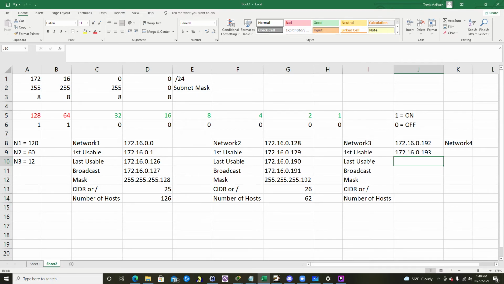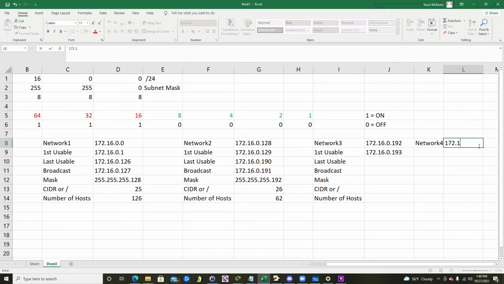So in order to figure this out, we need to find a network that's going to be able to supply for at least 12 hosts. So 12 is going to fall in between our 16 and our 8. So that means, again, we're turning on the 32 and the 16 there. And the last bit that we turned on is what we're adding to network 3 here. So if we add 16 to 192, our next network would be at 172.16.0.208.